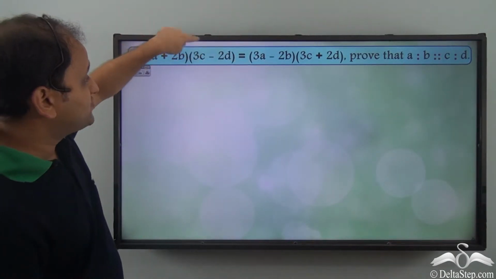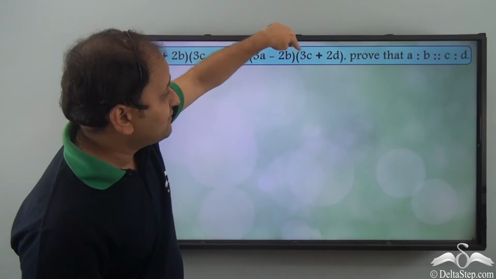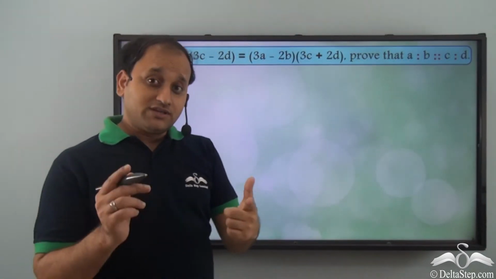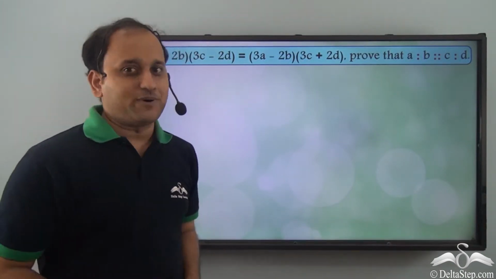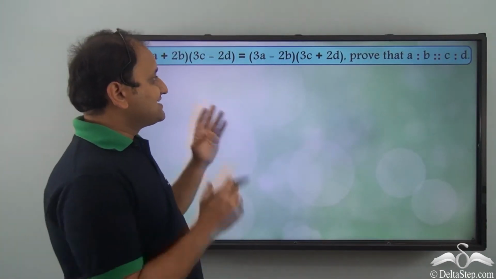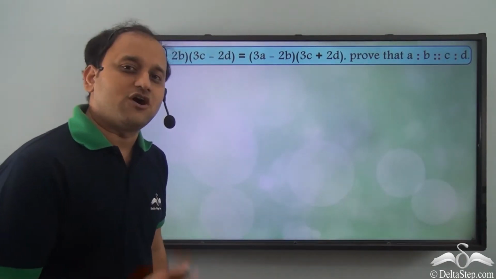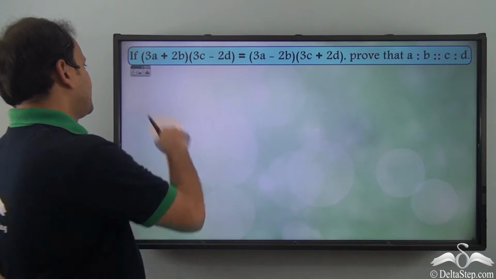Similarly on this side we have 3c minus 2d, and on this side we have 3c plus 2d, which looks very similar to the componendo dividendo property. So let's start solving this question and let's start applying different properties of ratio and proportions.